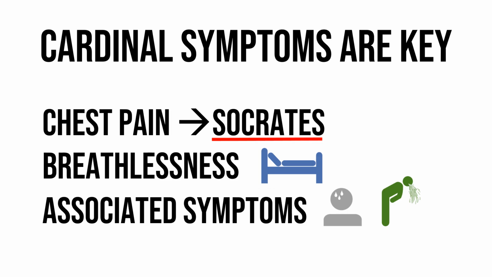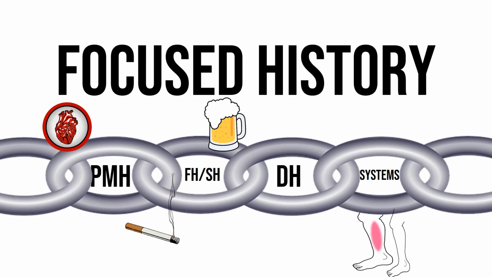Cardinal symptoms are key. For chest pain, SOCRATES is a good place to start. Site, onset, character, radiation, associated symptoms, time or duration, exacerbating or relieving factors, and severity. Take a focused history: past medical history, family history and social history, drug history with allergies, and systemic inquiry.